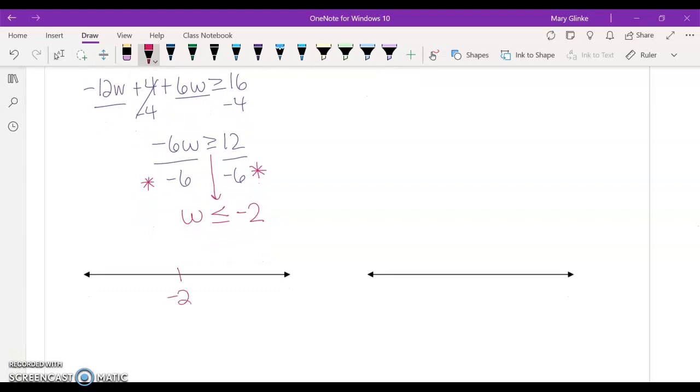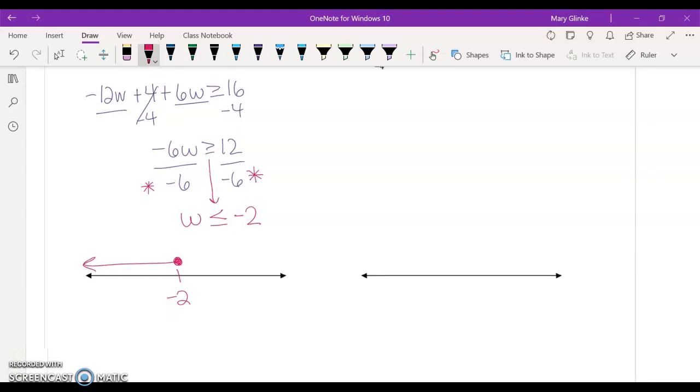Which means on your number line, you should have -2. You should have a filled in circle because it says or equal to. And you want everything smaller than that or to the left of that.